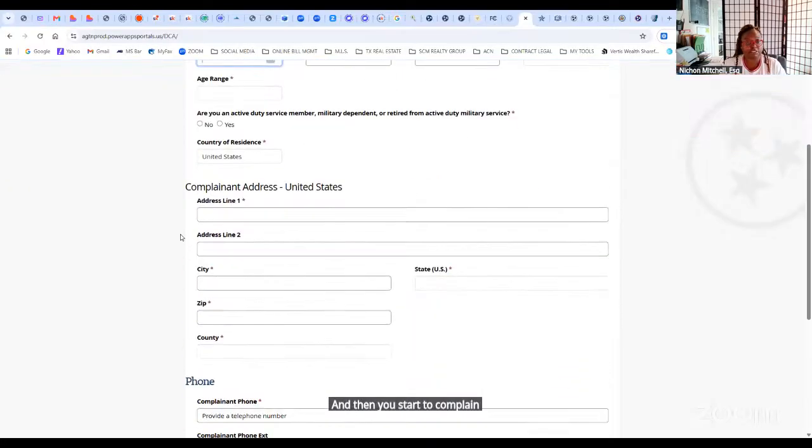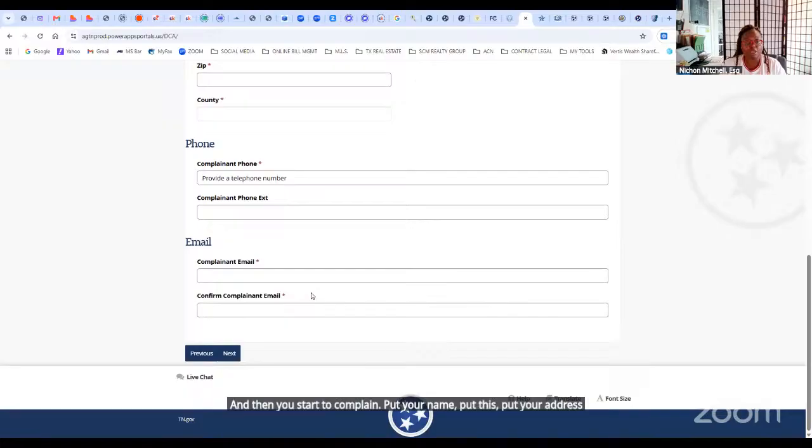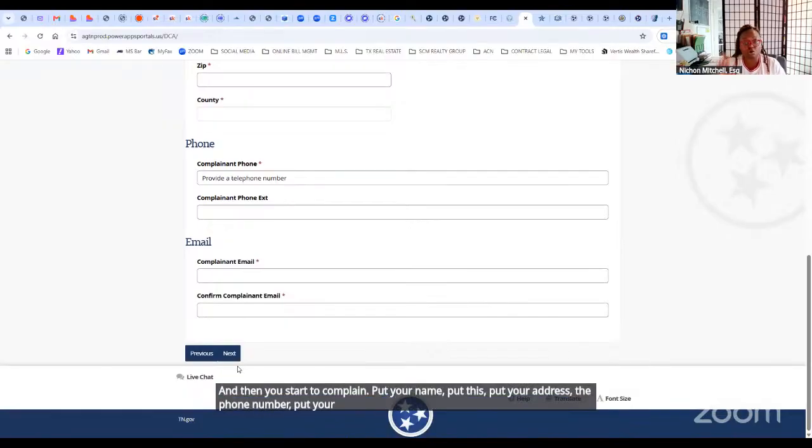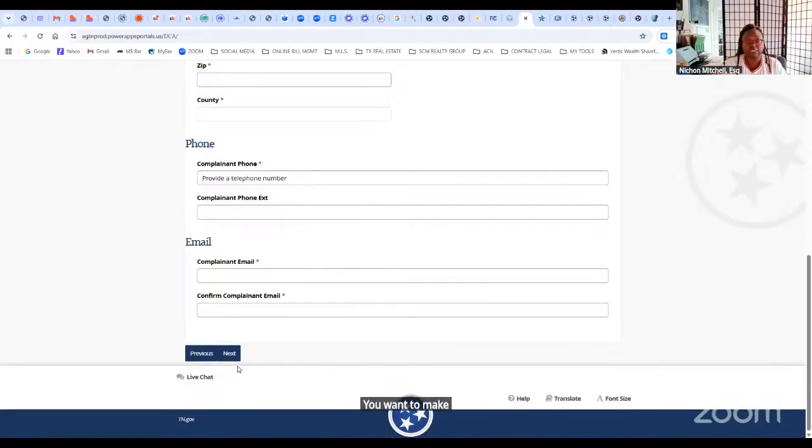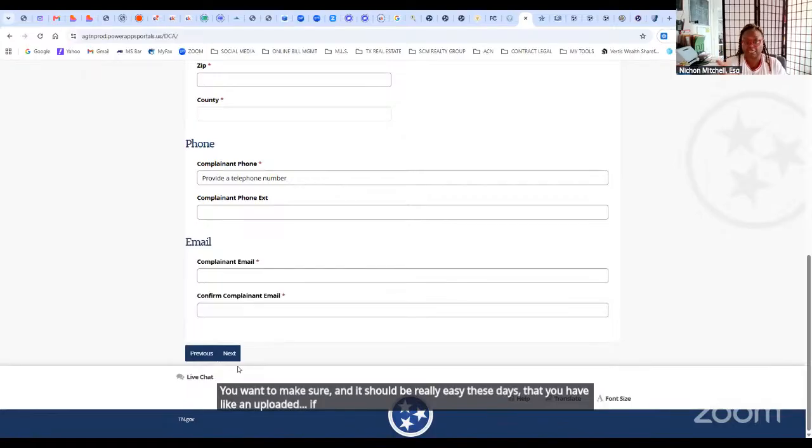Put your name, put your address, the phone number, put your email. And as you go through the screens, it's just going to say, tell us what the problem is. And it's going to say, attach any information that you may have. So whenever you're doing these online complaints that I'm telling you about and using these services, you want to make sure, and it should be really easy these days, that you have an upload. If they sent you a letter, attach the letter. If they sent you a bill, attach the bill. If you have pictures of the damage, attach the pictures of the damage.